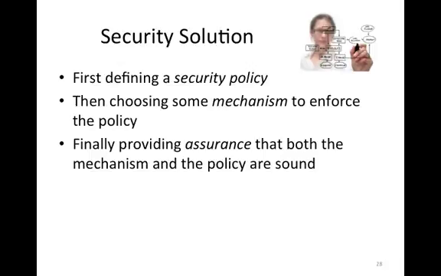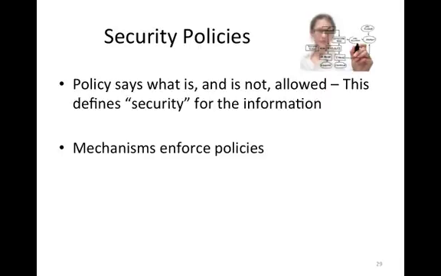Enforcing security in a system requires three components. First, you have to have a security policy, a mechanism to enforce that policy, and then a way of assuring that the mechanism and the policy are sound. So what does this mean? A security policy says what is and is not allowed. It defines security for that information.